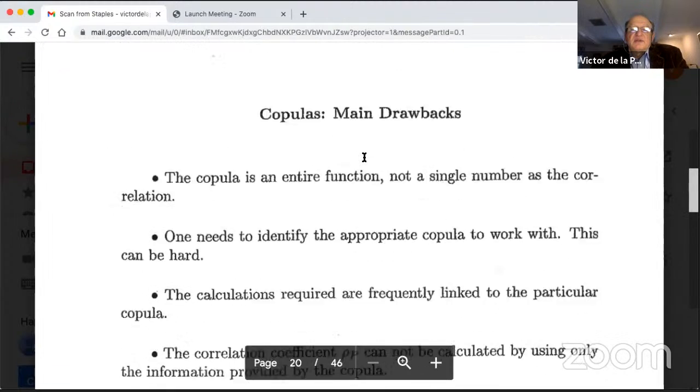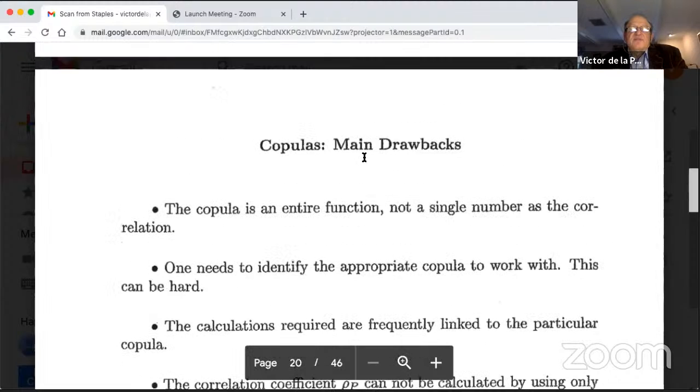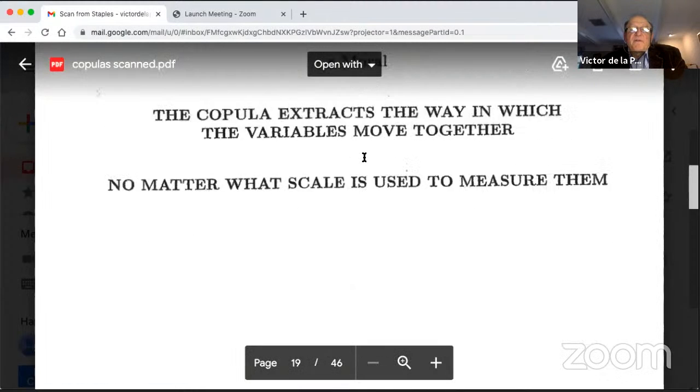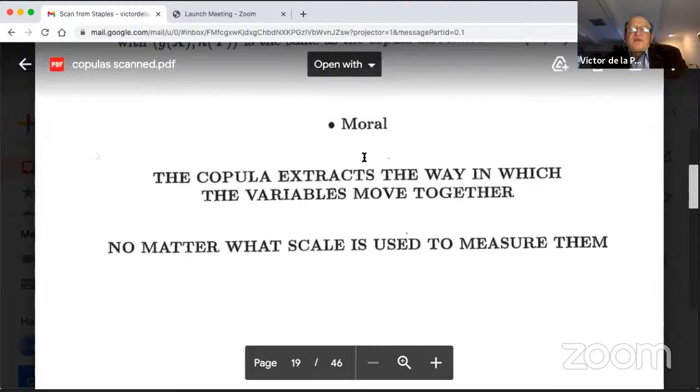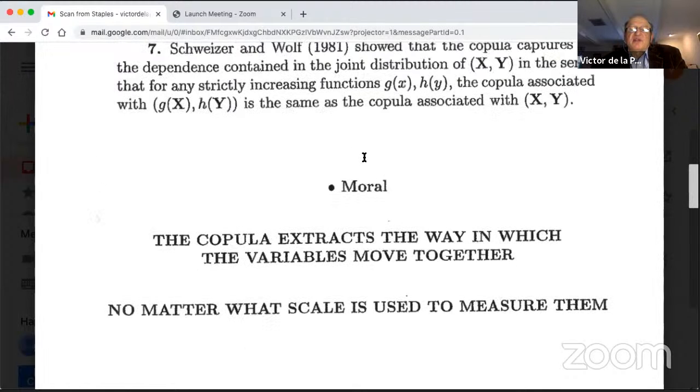Okay, so I guess this is where we were. Copulas extract the way in which the variables move together, no matter what scale is used to measure them.